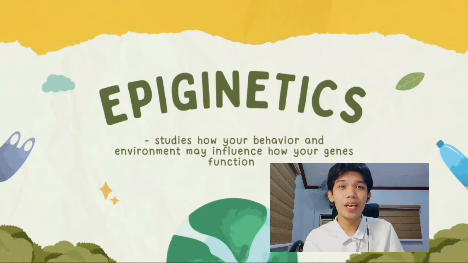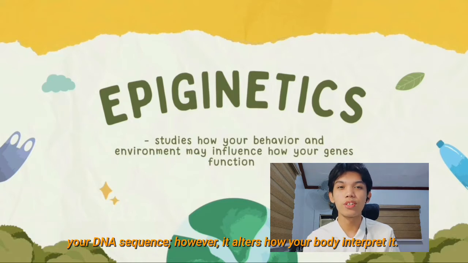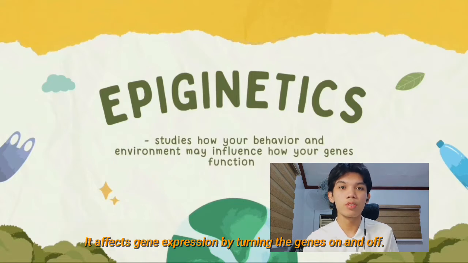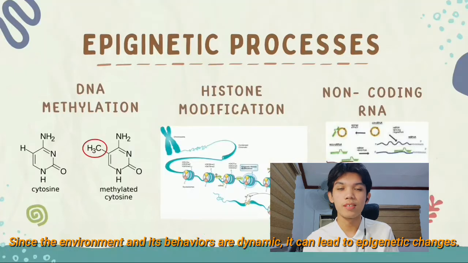Epigenetics studies how your behavior and environment may influence how your genes function. Unlike genetic changes, epigenetic change is reversible and does not alter your DNA sequence. However, it alters how your body interprets it. It affects gene expression by turning the genes on and off. Since the environment and its behaviors are dynamic, it can lead to epigenetic changes.